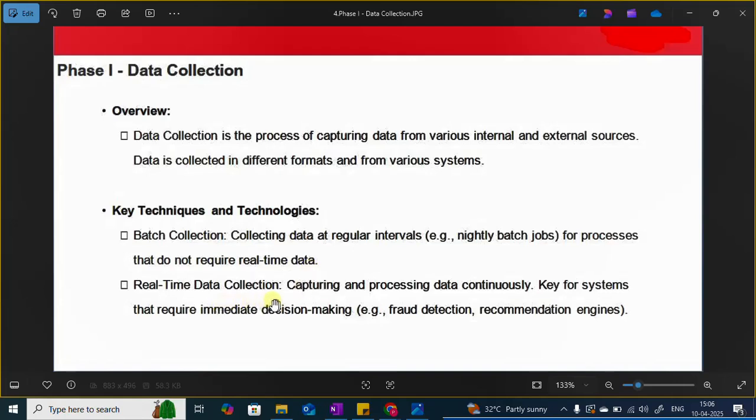But coming to real-time data collection, capturing and processing data continuously. Key for systems that require immediate decision making. That is fraud detection, recommendation engine, and all.